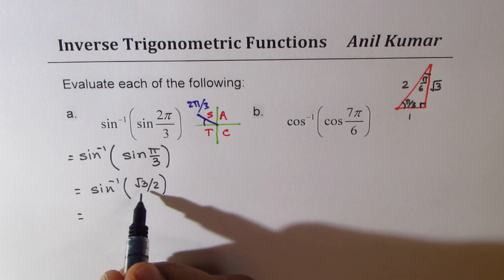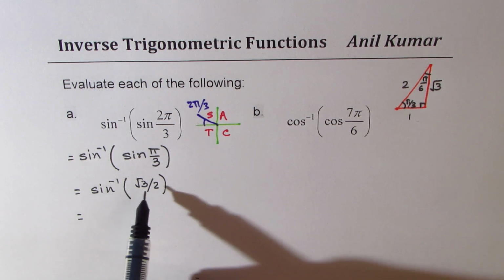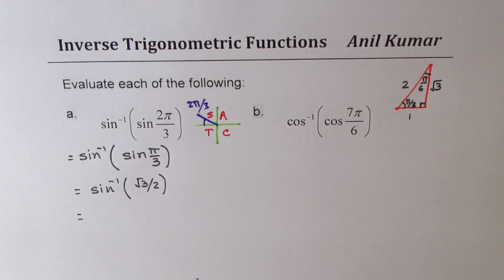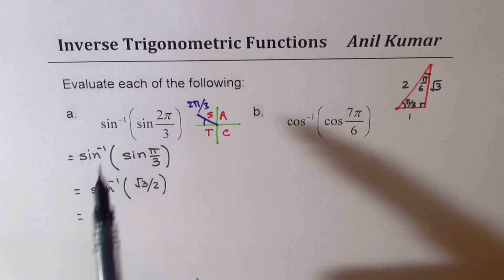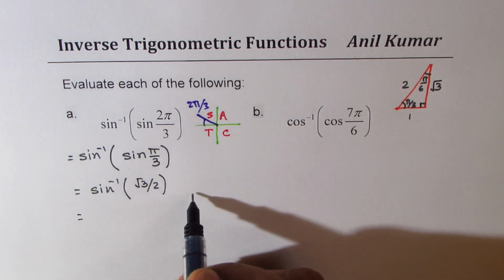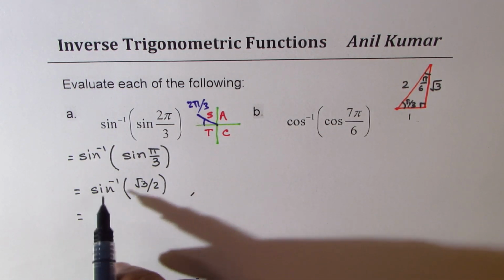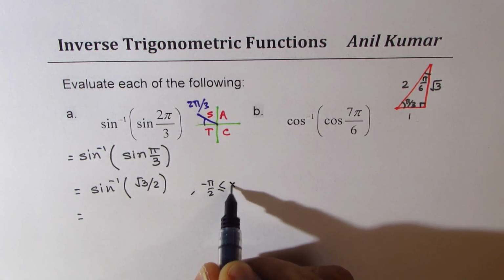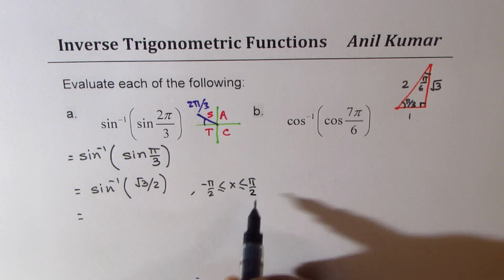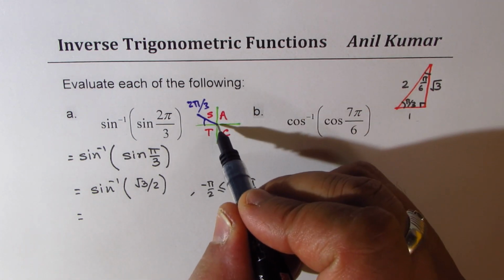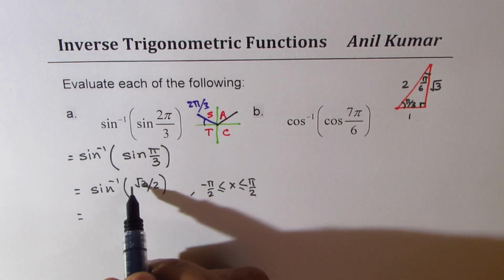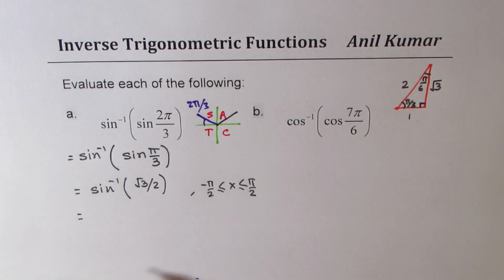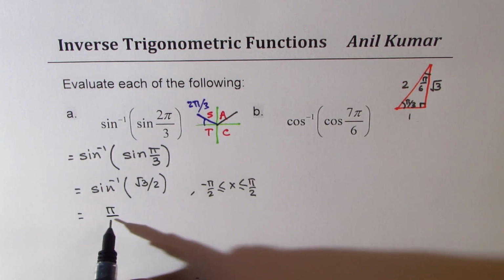And sine inverse of square root 3 over 2 we need to now find. Now since it is positive and we know sine inverse is actually in the domain from minus pi by 2 to pi by 2, correct? So in this domain, the value which gives us is pi by 3, right? So we can write this as pi by 3.